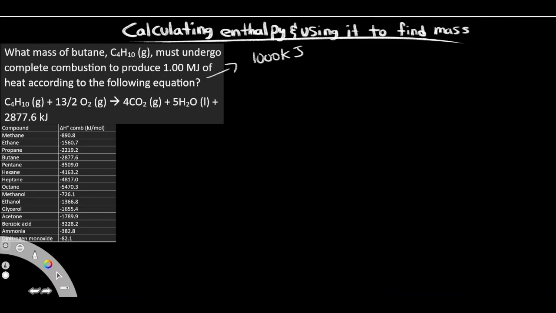So this here is going to be our delta H combustion, right, the not symbol. So this here is negative 2877.6 kilojoules per mole of this C4H10. Okay, our butane. Now, what is our formula?